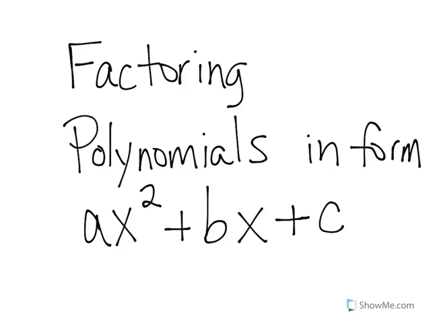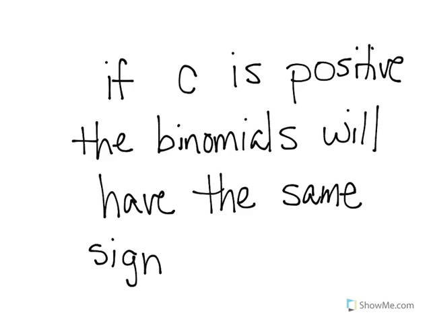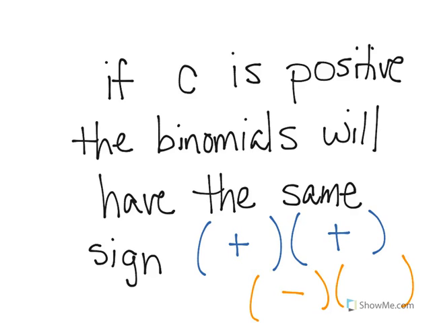This video lesson is on factoring polynomials in the form ax squared plus bx plus c. When we are looking at a polynomial, the first thing we're going to consider is our last term, c. If it's positive, the binomial factors will have the same sign, because a positive times a positive is a positive, or a negative times a negative is a positive.